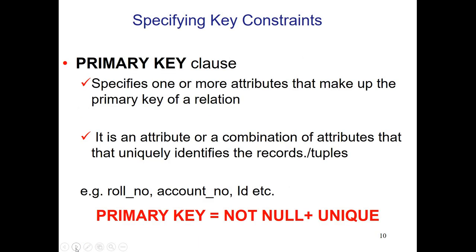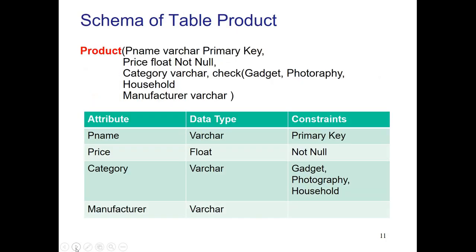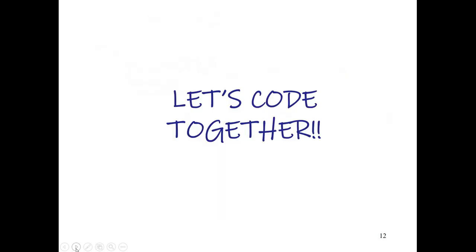It is better to assign some primary key for each and every table. Primary key specifies one or more attributes that make up the primary key of a relation. It is an attribute or a combination of attributes that uniquely identifies the records or tuples. Primary key can be the combination of not null and unique. So normally roll number, account number, ID are declared as primary key. This is the sample product table with the data type and constraints.